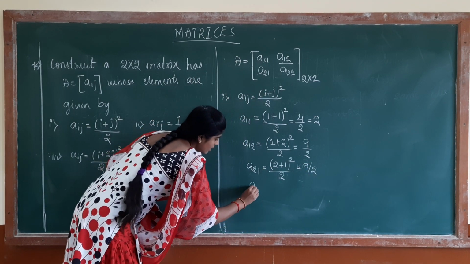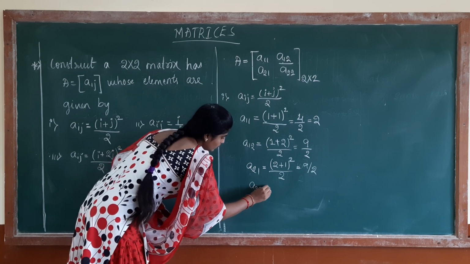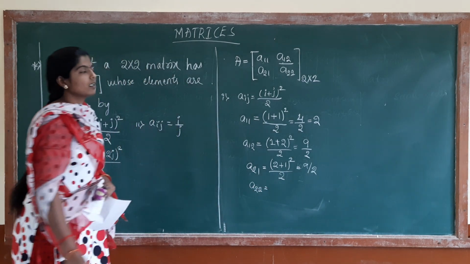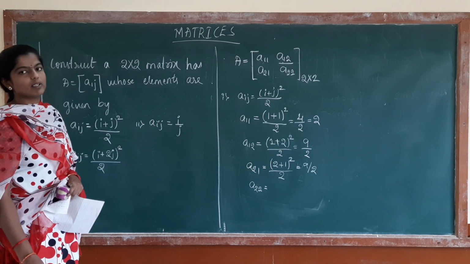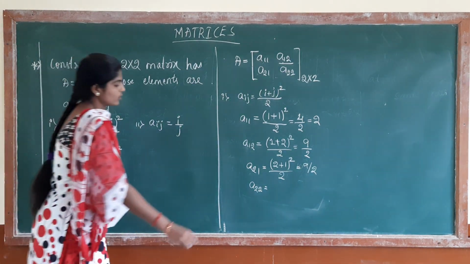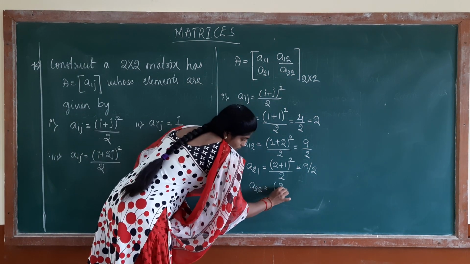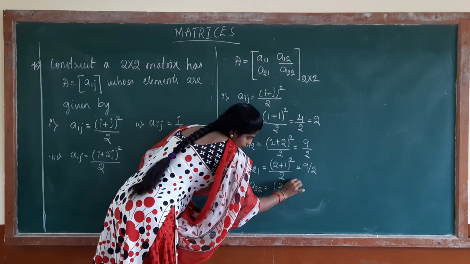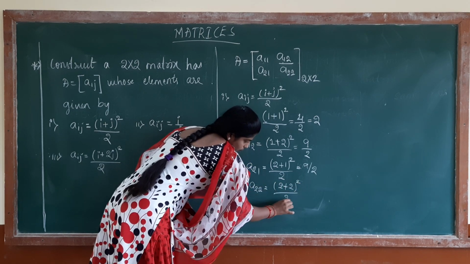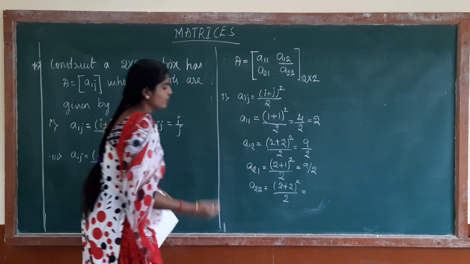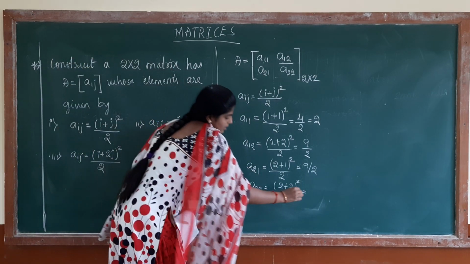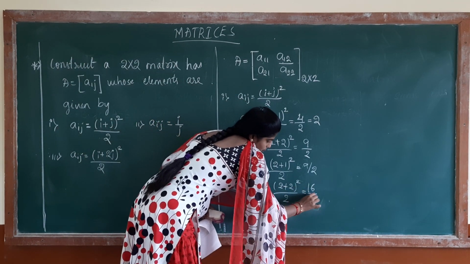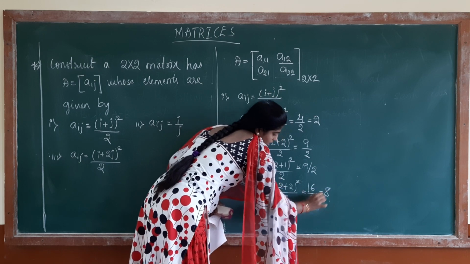If you take the last element, that is A22, here the i value is 2 as well as the j value is 2. So we get 2 plus 2 whole square divided by 2. What do we get? 4 square is nothing but 16 divided by 2. We get the answer 8.